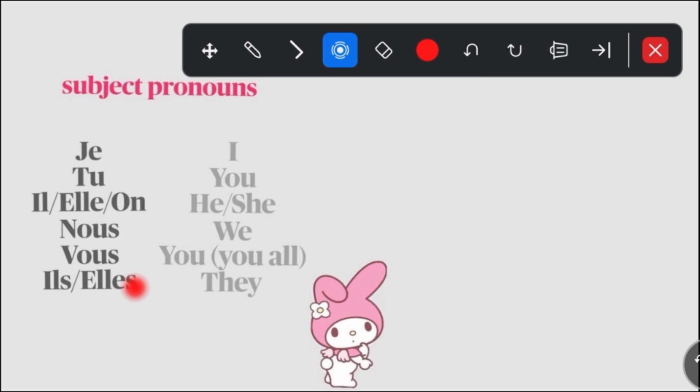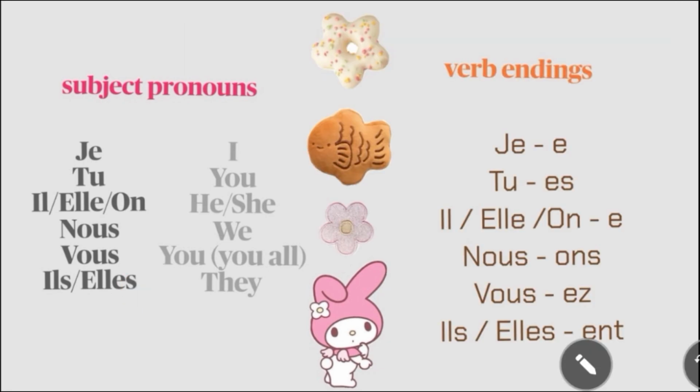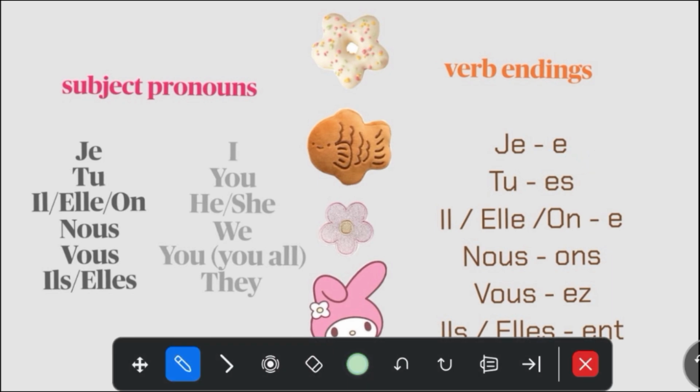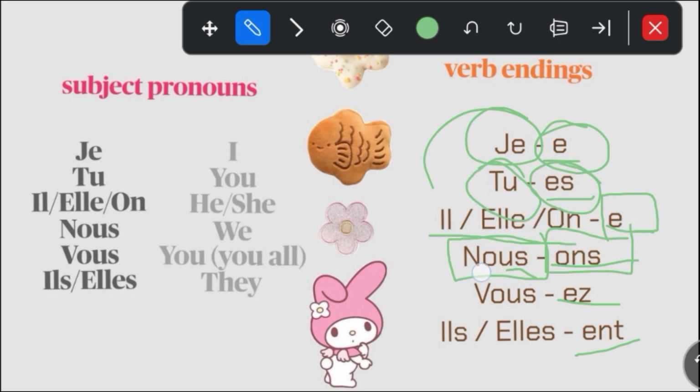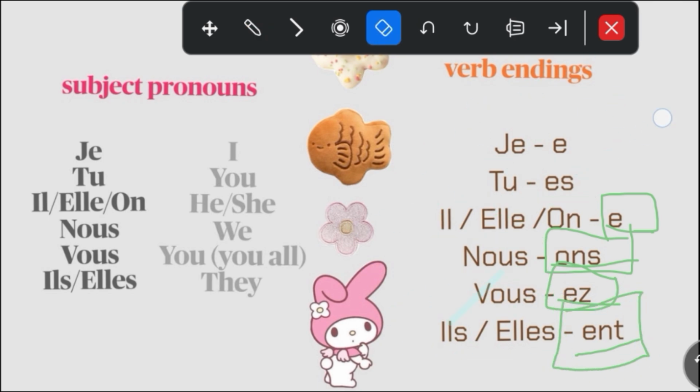So, we've got the next slide now. Alors, regular ER verbs: when the verb ends with ER, it's called an ER verb, and they're usually the regular verbs because there are no exceptions and it's really easy to conjugate. So when you're conjugating, we add e, es, e, ons, ez, and ent. You should always remember that. With je, you put e, with tu, you put es, with il, you put e, with nous, you put ons, with vous, you put ez, with ils and elles in the plural form, we put ent. You should remember these because this is really important when conjugating in the present tense, especially with the regular verbs.